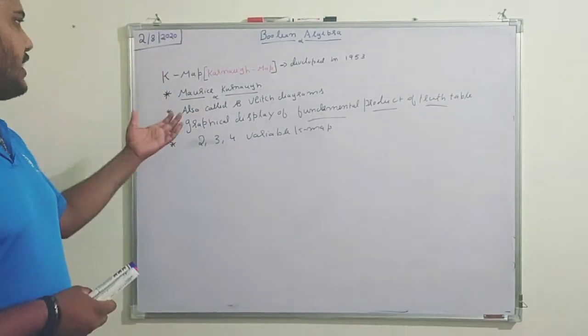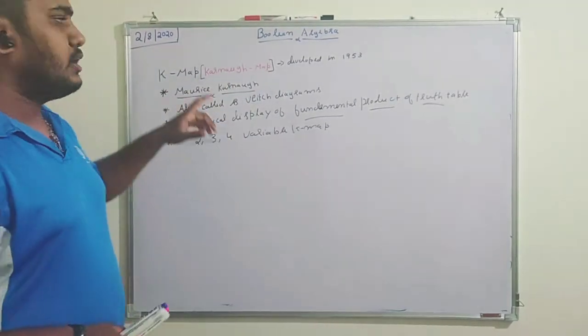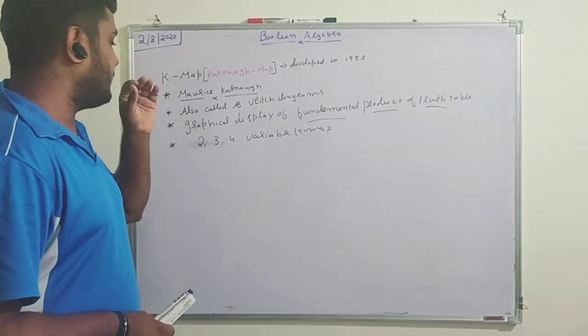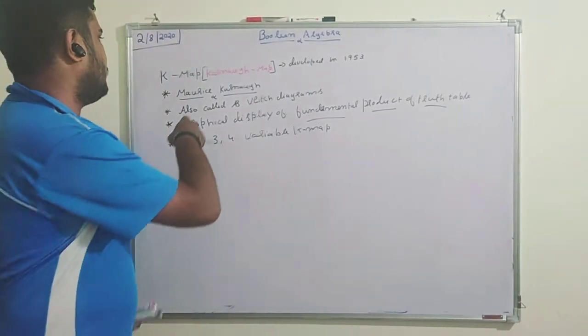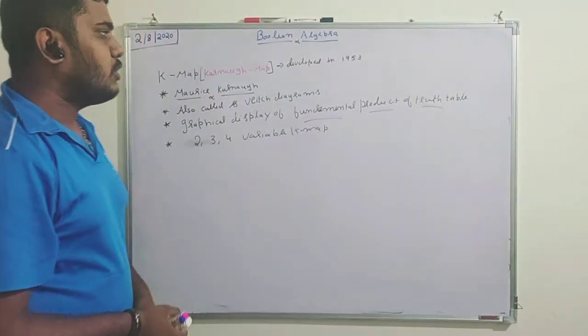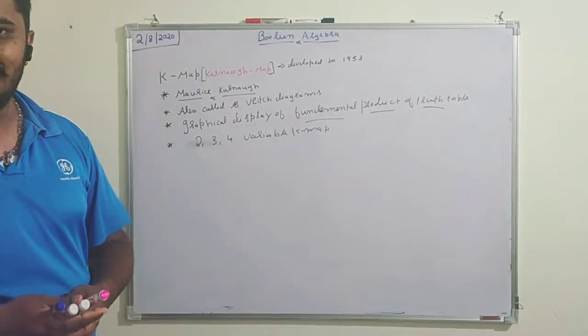So what is this K-map? K-map is the abbreviation of Karnaugh map. Why is this K-map used when we have Boolean algebra or Boolean theorems?